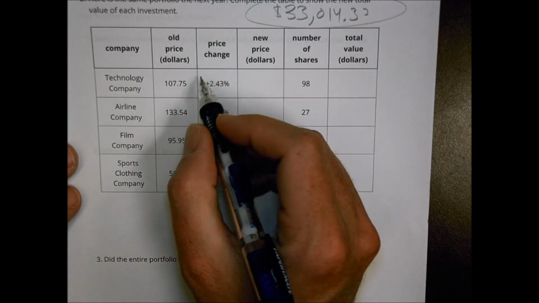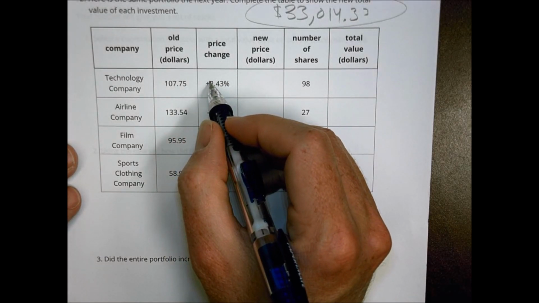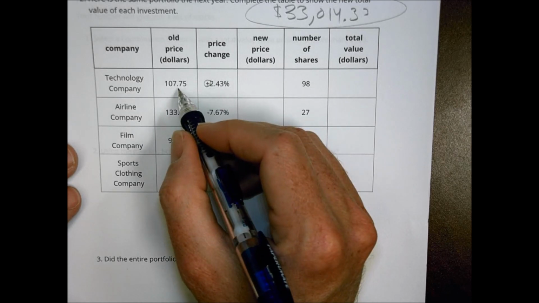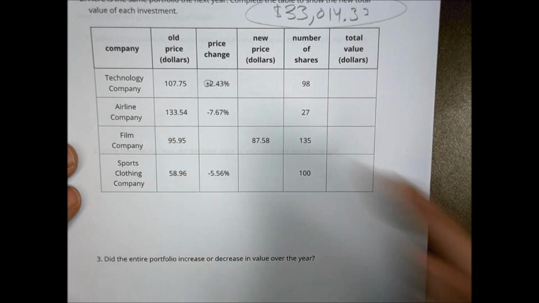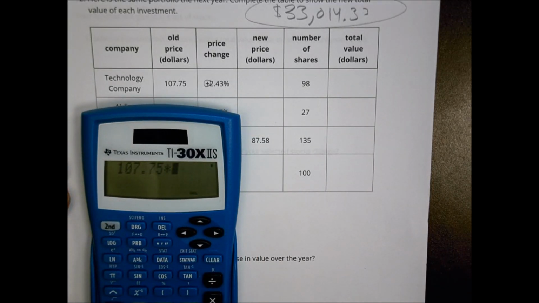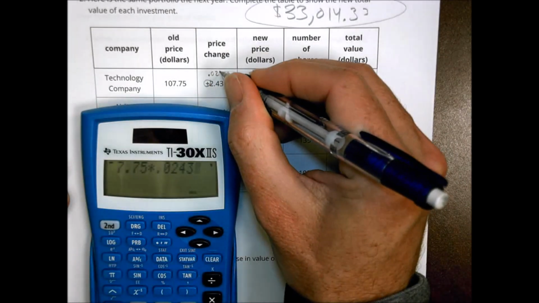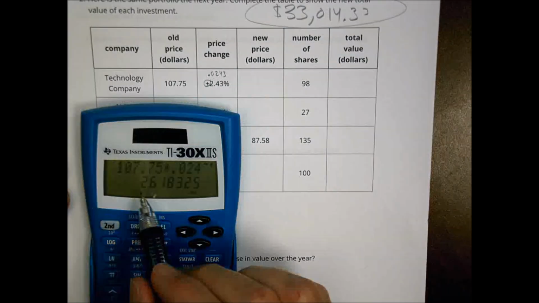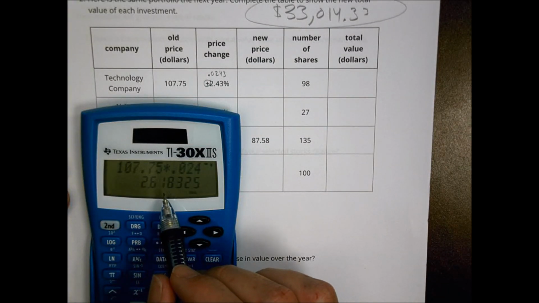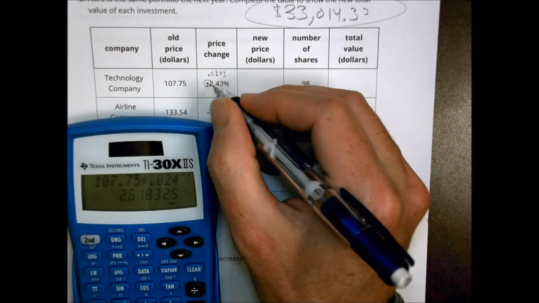Next year comes. The stock value has a price change of 2.43%. We can see that that is an increase, right? So instead of being $107, it's going to go up 2.43%. So I'm going to take my 107.75 and multiply by 0.0243. I have to turn that into a decimal, 0.0243, and that gets me 2.61 or 2.62. So that's my price change, right? That's my actual dollar value.